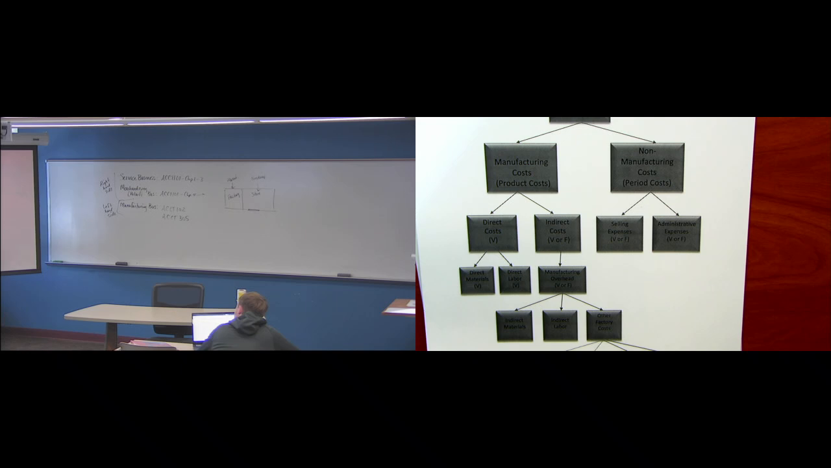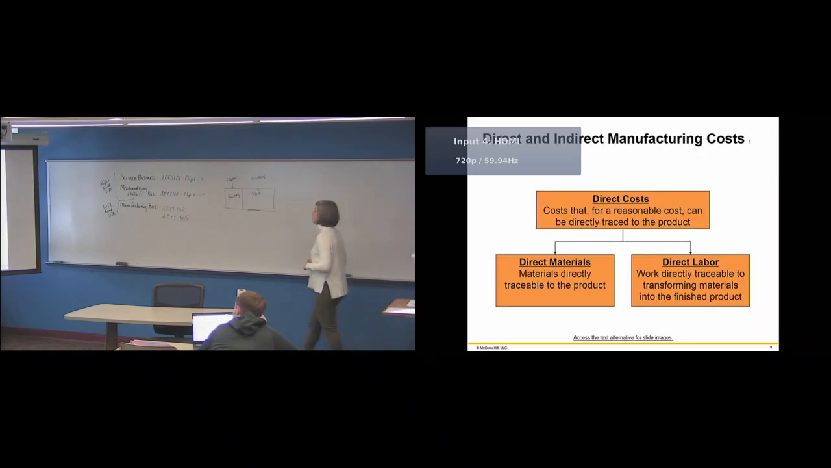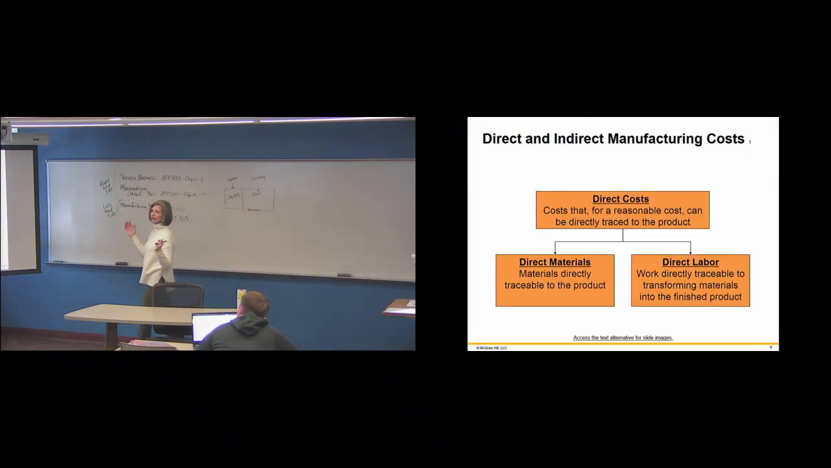So what do we mean by direct and indirect? Well, I use the same example that I use in managerial accounting. Direct costs are costs that, for a reasonable cost, can be directly traced to the product. Now, I always say to the student, figure out what your product is. Is it a computer? Is it a sneaker? Is it a car? Is it a cake? In my case, it's going to be a baked cake. So if I want to bake a cake, I'm ready to go. Tell me what I need to bake a cake.